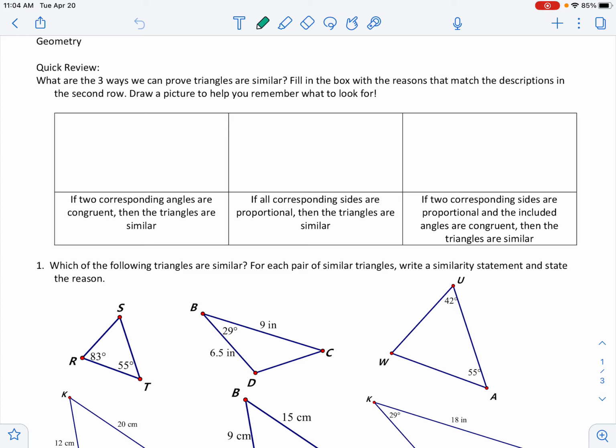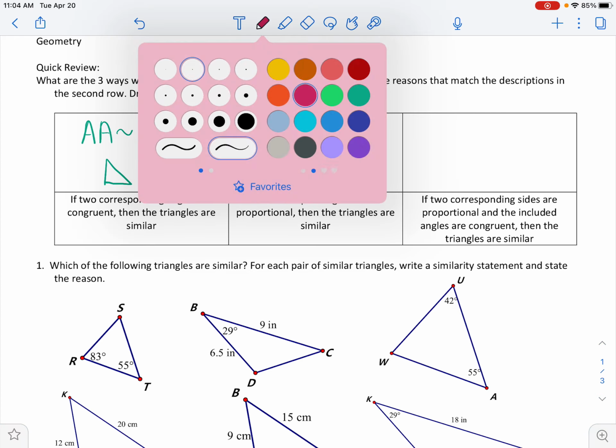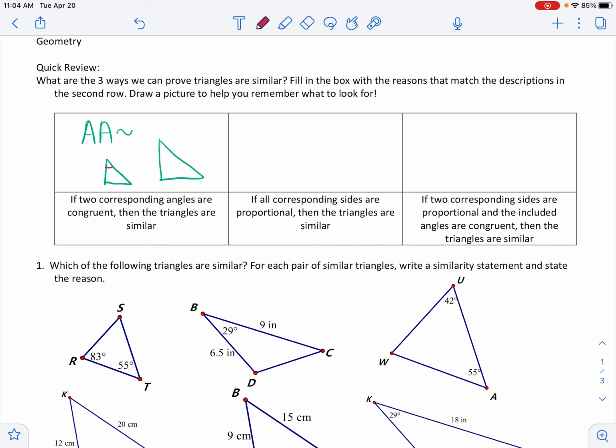If I have 2 corresponding angles that are congruent, that is what we call angle-angle similarity. And for example, you might have 2 triangles where we know that they have 1 pair of corresponding angles and a second pair, where those corresponding angles are congruent, and therefore we could say that the triangles are similar.